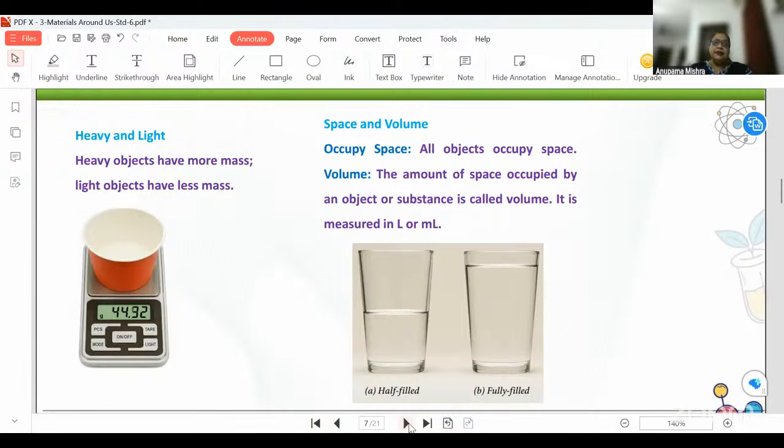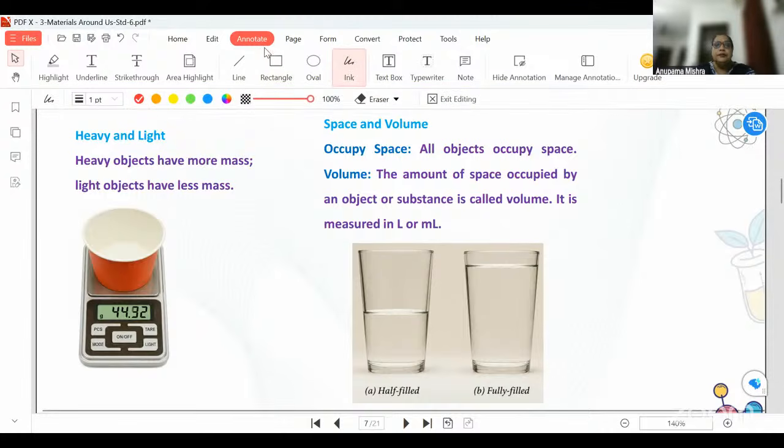Then heavy and light. Heavy objects have more mass. Light objects have less mass. All objects occupy space. Volume, the amount of space occupied by an object or a substance, is called its volume. It is measured in liters and milliliters.